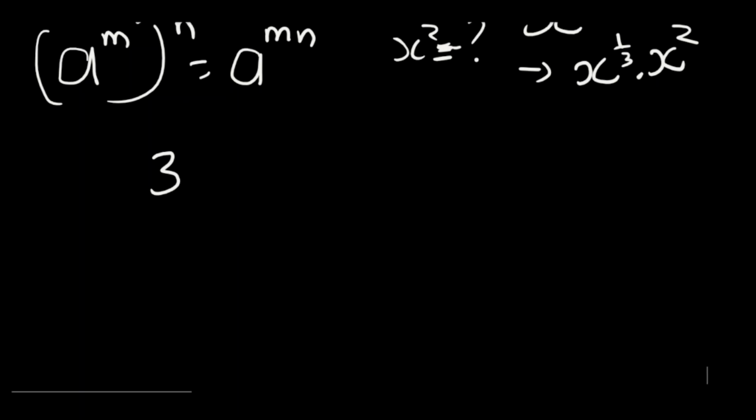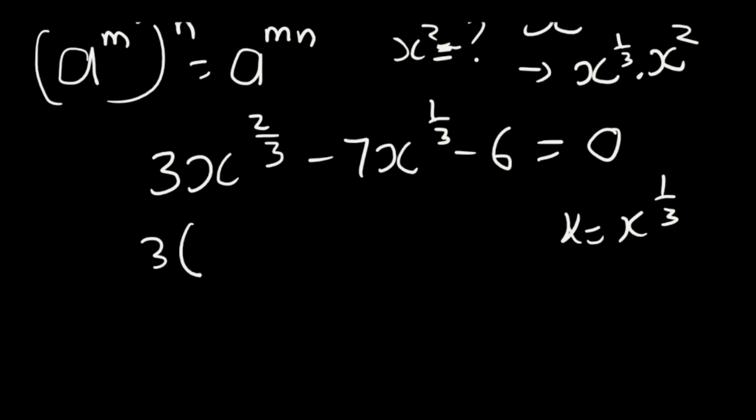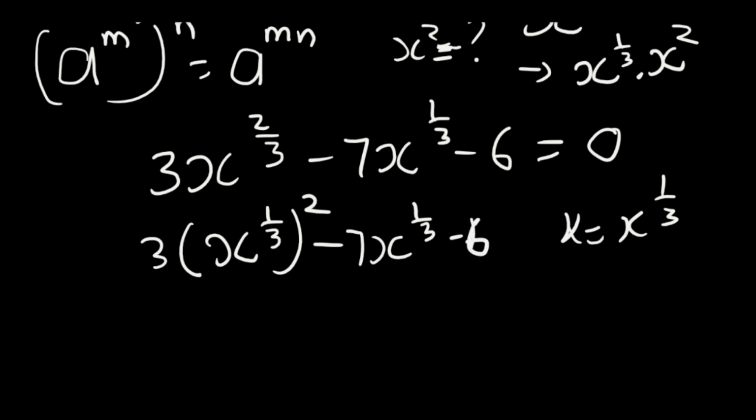So it's actually 3x^(2/3) minus 7x^(1/3) minus 6 equals 0. And we said k equals x^(1/3). So what I mean is you're going to say 3, right, into x^(1/3), and then put the 2 outside like this. And then you say minus 7x^(1/3) minus 6 is equal to 0.